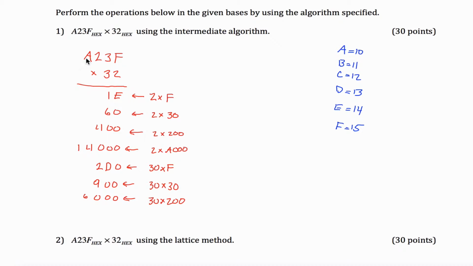30 times A with 3 zeros after it. So I have 3 zeros and 1 more 0, so 4 zeros total. There they are. And 3 times A, well, A represents 10, so 3 times 10 is 30. And 30 in base 16 is one group of 16 with 14 left over. And the way I write 14 is with an E. So when I'm doing the intermediate algorithm, I want to show each of these partial sums.